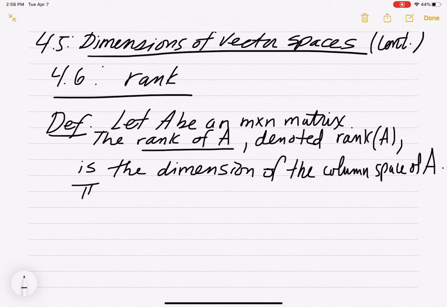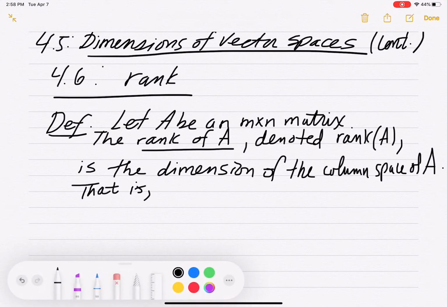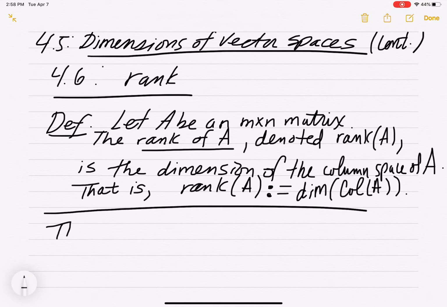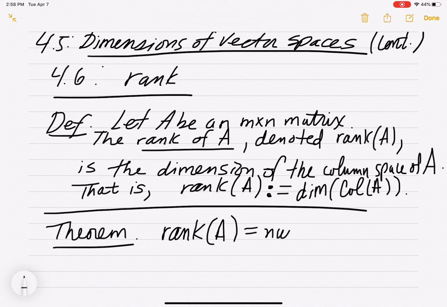So in other words, rank of A is defined to be equal to the dimension of col of A, the column space of A, of course. Okay, so here's an important theorem about the rank of A. Rank of A equals the number of pivot columns.